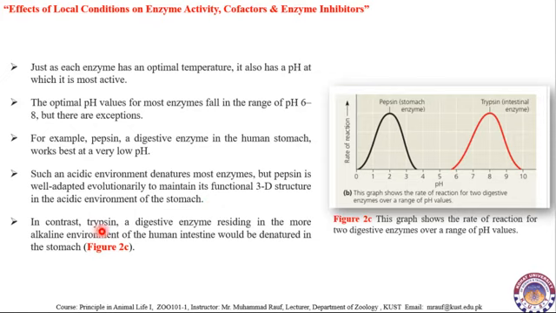In contrast, trypsin, a digestive enzyme residing in the more alkaline environment of the human intestine, would be denatured in that stomach. So if you take the pepsin enzyme and put it in the intestine, it won't function there, because its optimal pH is 2 and in the intestine it's 8. Same is the case with trypsin. Trypsin will not function in the stomach because the pH of the stomach is highly acidic.